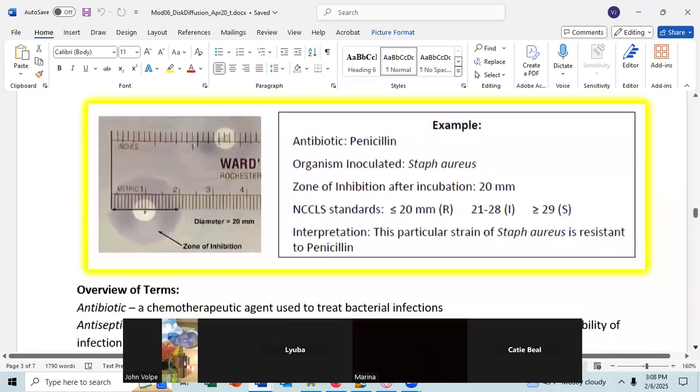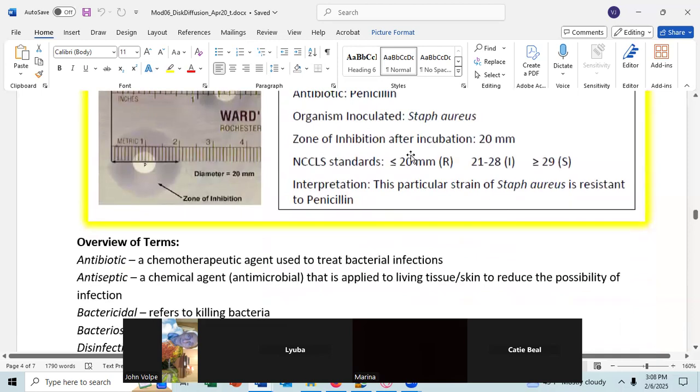And I've already shown you for Staphylococcus aureus in the table for penicillin G, if the diameter is less than or equal to 20 millimeters, we say it's resistant to the penicillin G. And if Staphylococcus aureus has a diameter greater than or equal to 29 millimeters to penicillin G, then we say it is sensitive to penicillin G. Somewhere in between, we say it is intermediate. Any questions about this lab?